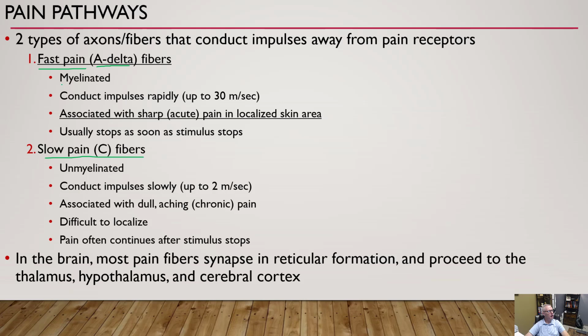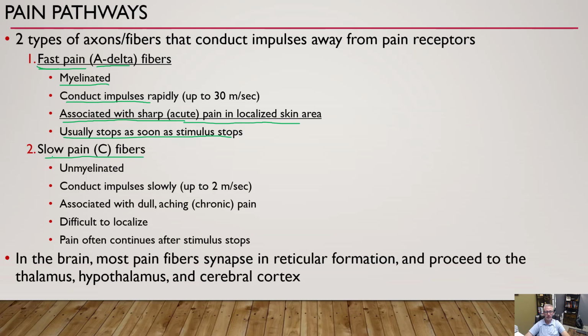Remember that anytime we see fast, we should think of myelination. Remember that lipid protein coating on the axon of the nerves that leads to a faster action potential. Typically, this is going to be associated with sharp pain or acute pain that is very localized, more pinpoint into an isolated area. Once that stimulus stops, usually the pain is going to go away.